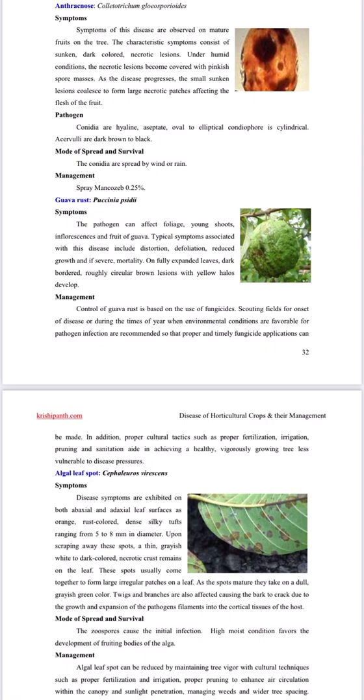Guava fruit canker has the potential of drastically reducing fruit yield during the pre-harvest stage. As we know, when the disease occurs in the whole plant, it decreases the whole yield.